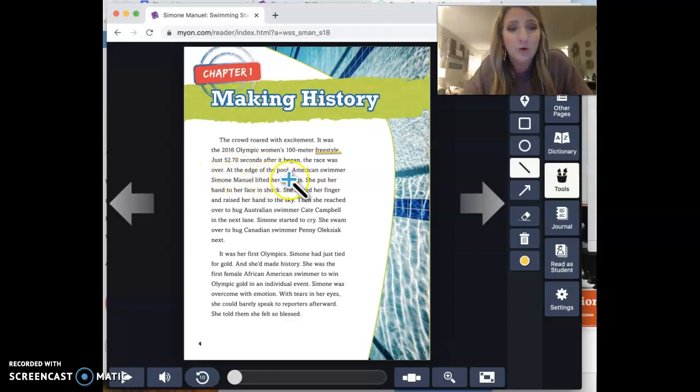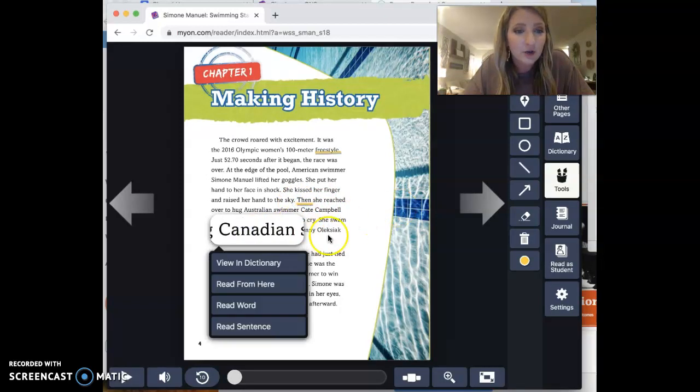So it says at the end of the pool, American swimmer Simone Manuel lifted her goggles. She put her hands to her face in shock. This confirms what I inferred, that she won. So if she's shocked, then she may have won. It says she kissed her fingers and raised her hands to the sky. Then I'm going to underline this because this is a signal word showing a new event.